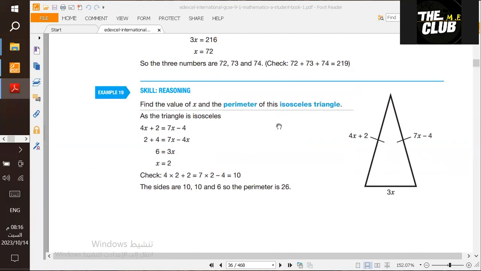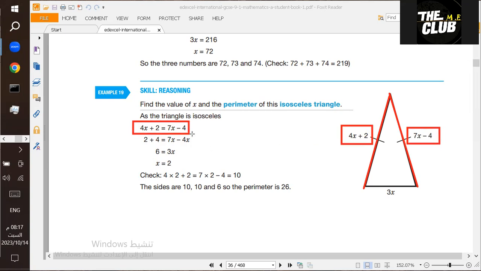Okay. Second example, here it says find the value of x and the perimeter of the isosceles triangle. Of course, this is an isosceles triangle. What does isosceles mean? It means that it has two sides which are the same. Two sides which are the same. So this side equals this side. These two sides are the same. It means that this one equals this one. Okay? So we write it as an equation, putting an equal sign between them. So we write 4x plus 2 equals 7x minus 4. That's the idea of writing an equation from isosceles triangles.